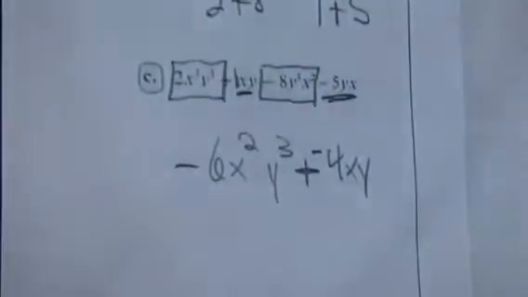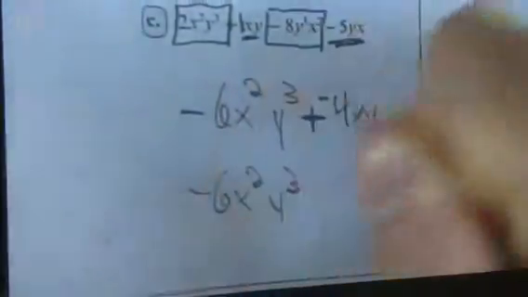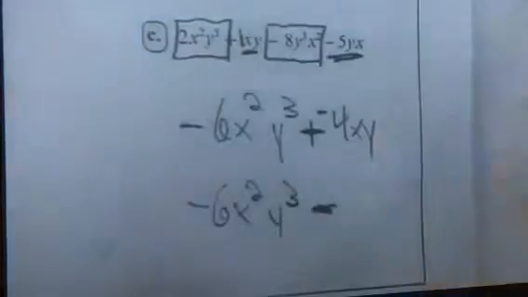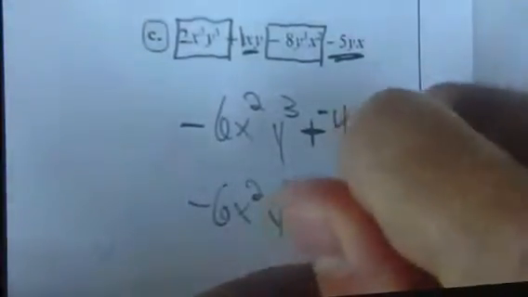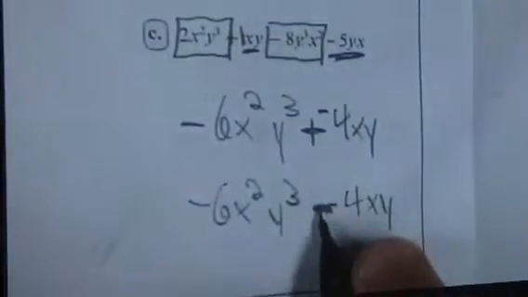You can write it either way. Both of those answers are acceptable. I'll write it both ways just in case you like to see both. Minus 4xy. Okay? These are the same, because remember, we always change subtraction to addition and change the sign of the second term. So those two are the same.